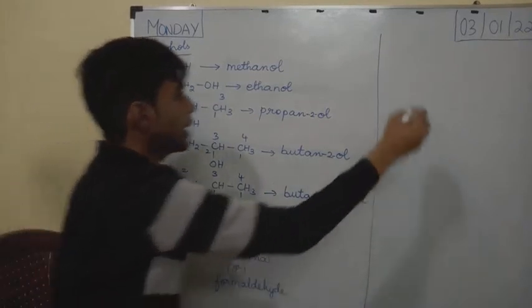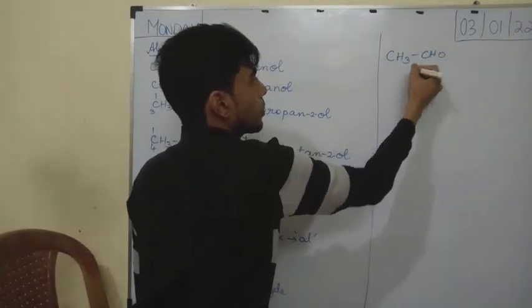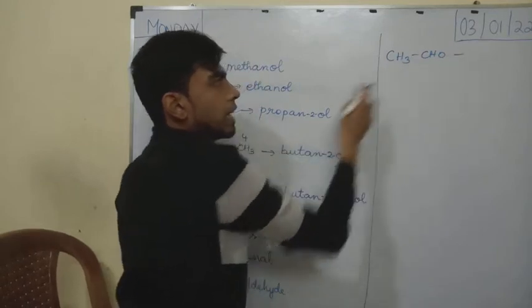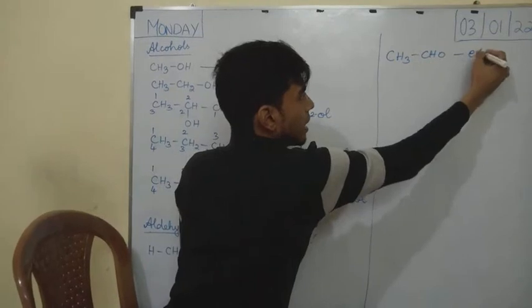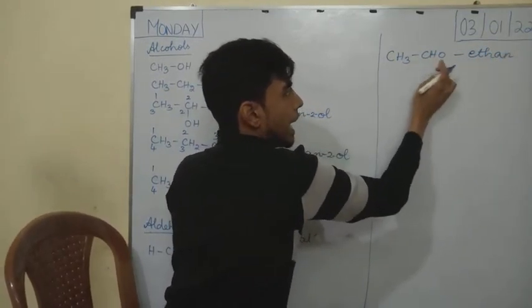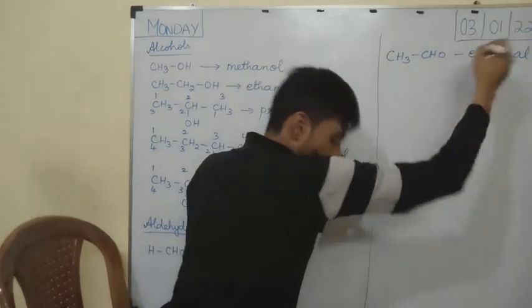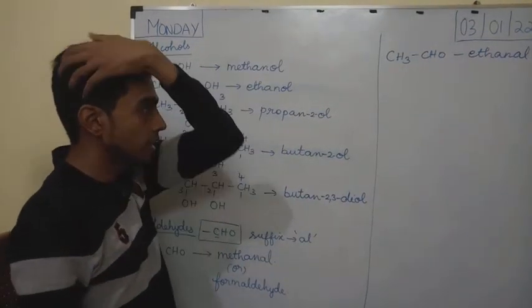So the next one is CH3CHO. Okay, so how many carbons are there? Two carbons. Two carbons means it is eth. Single bond means it is ane, but the aldehyde group is there, so you have to add al. So the name is ethanal.